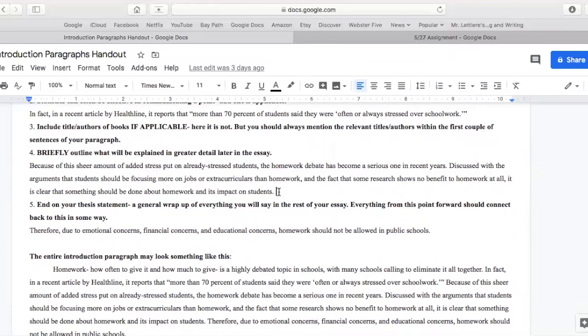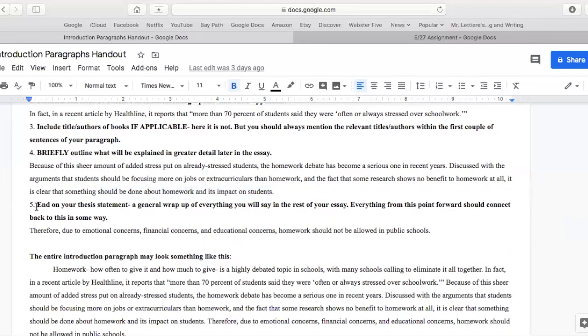Okay, so we've already talked about what will be discussed in greater detail very quickly. We're going to talk about how the homework debate has become serious. We're going to talk about arguments, especially students should be focusing on jobs and extracurriculars. We're going to be focusing on some research shows no benefit to homework at all. And we're going to be talking about how homework has significantly impacted students.